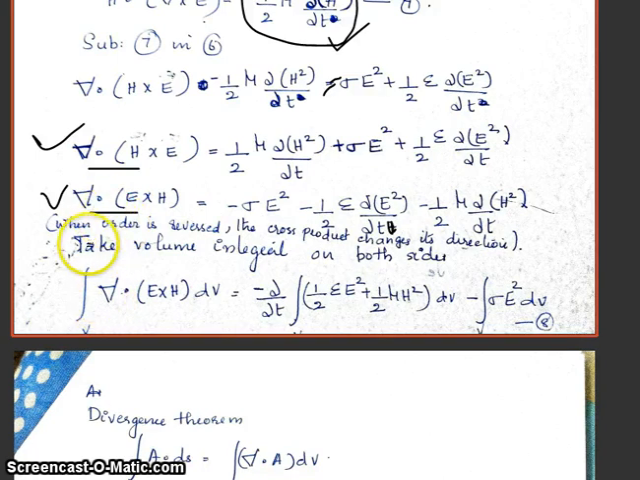In the next step, I am going to take the volume integral, so that I can write integral over V of del dot E cross H dV is equal to minus dou by dou T of these two terms. The last two terms are combined as a single term. So that is written as minus dou by dou T volume integral of half epsilon E square plus half mu H square dV minus volume integral of sigma E square dV. That is my equation 8.